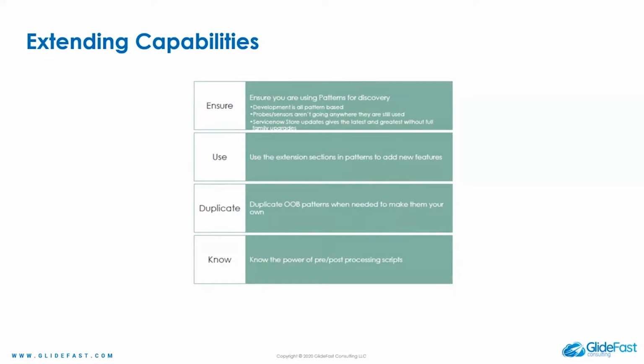Another important point is to use extension sections within the patterns instead of using the out-of-the-box identification or connection sections. The point here is that if you use extension sections, the pattern is not tagged as modified, and you will still be able to update the pattern. Whenever you update the plugin, the pattern will update. The issue is that whenever you modify an out-of-the-box pattern, that pattern is tagged as modified. So whenever that pattern is updated, you will not get those updates.